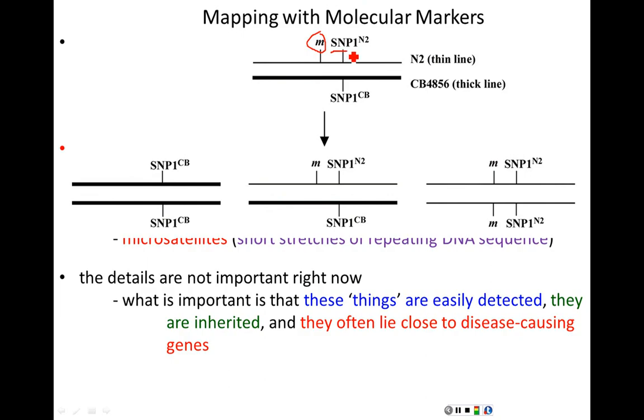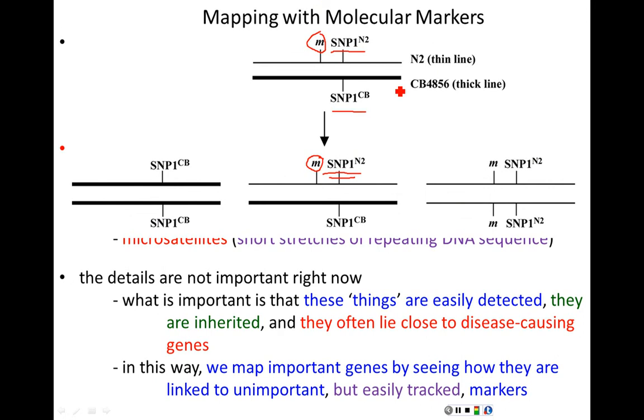right next to a disease-causing gene that is critically important for human health, but not easy to measure and not easy to see. So what we do experimentally is we track the marker. And by knowing that the marker is linked to our disease-causing gene, we are indirectly tracking our disease-causing gene, although we are only measuring the marker. So we use this kind of approach to map important genes by seeing how closely linked they are to these unimportant but easily tracked markers.